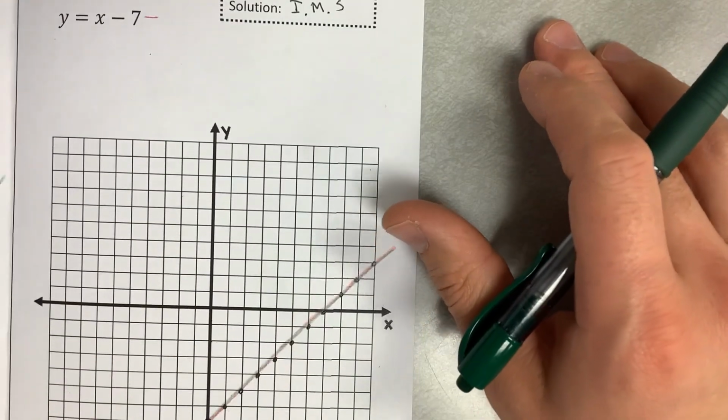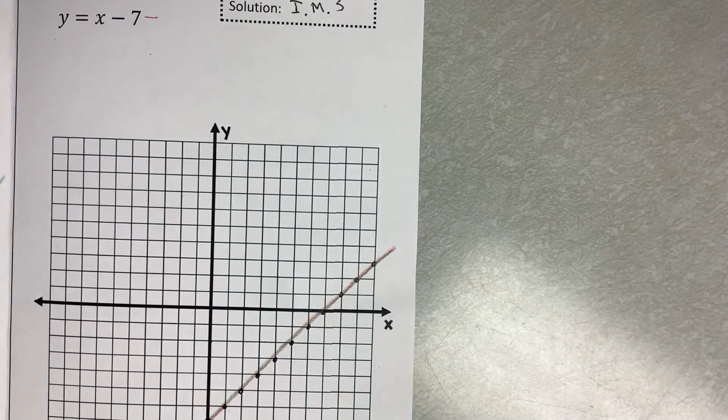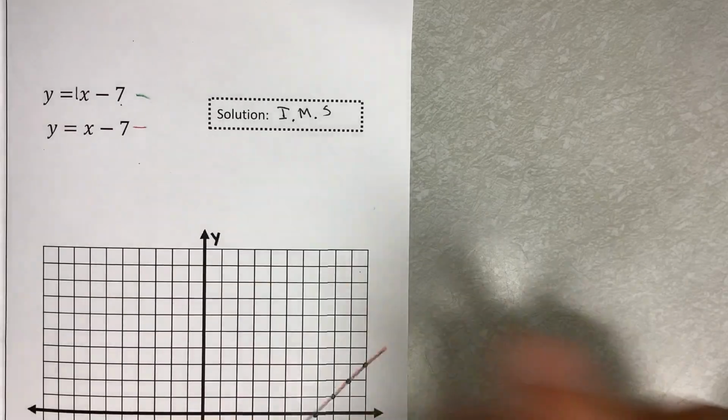So when you guys graph these equations, if they touch once, you have an answer. If they never touch, you have no answer. And if they overlap onto each other, you have IMS.